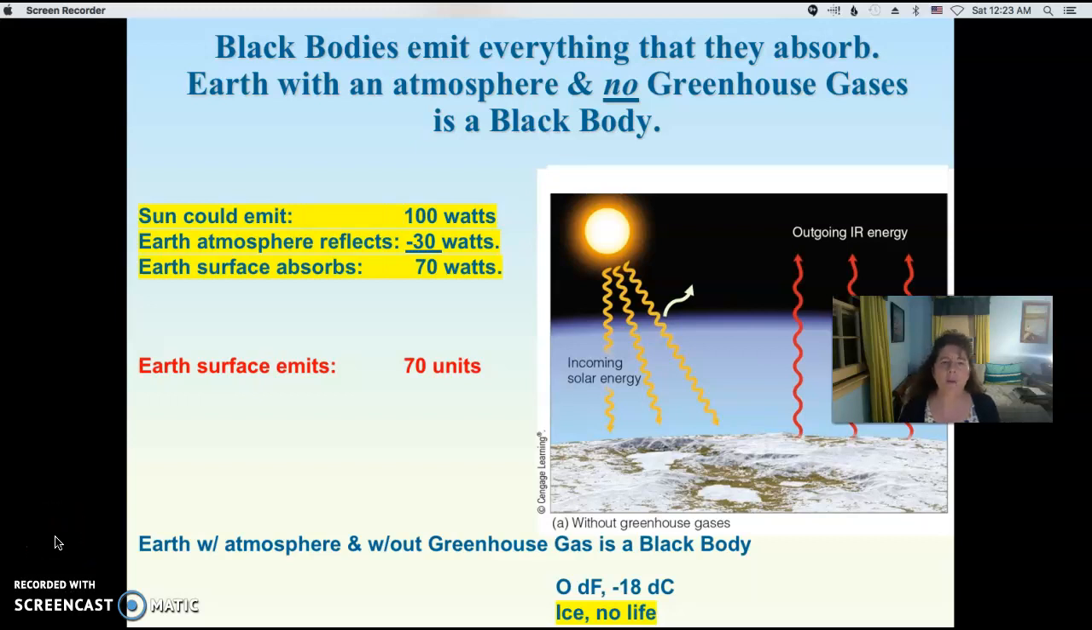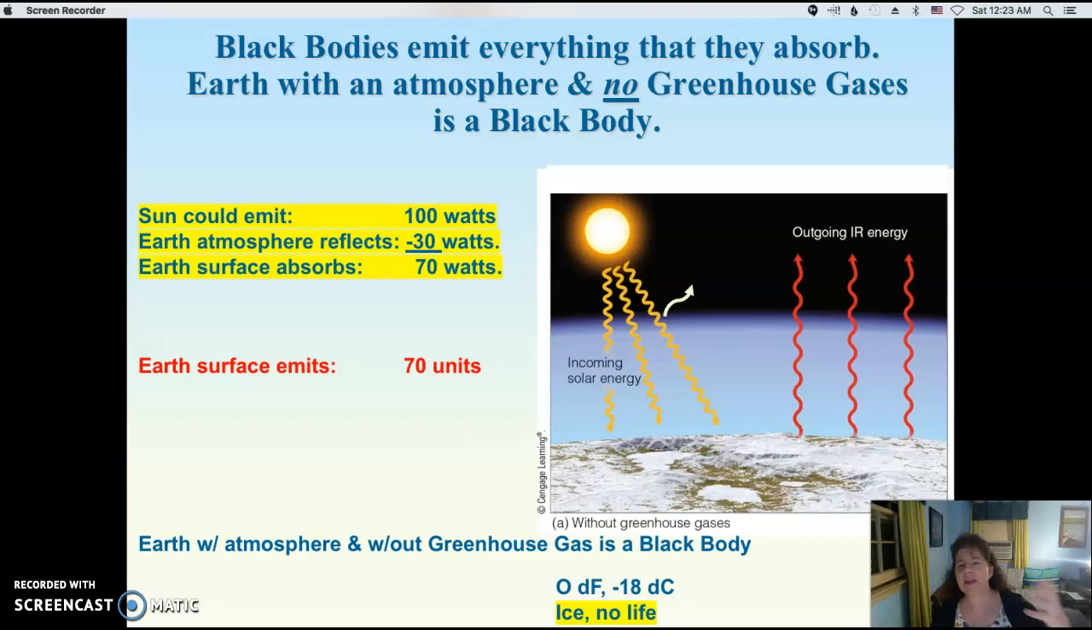We were talking about black bodies and whether or not the Earth, with an atmosphere and with no greenhouse gases, could be a black body. Just to review, a black body is an object that emits everything that it absorbs, and it absorbs everything that comes at it. So a black body will take in everything and emit everything.